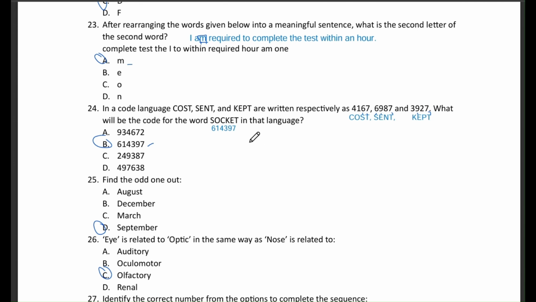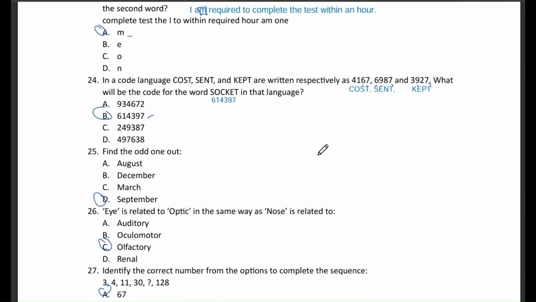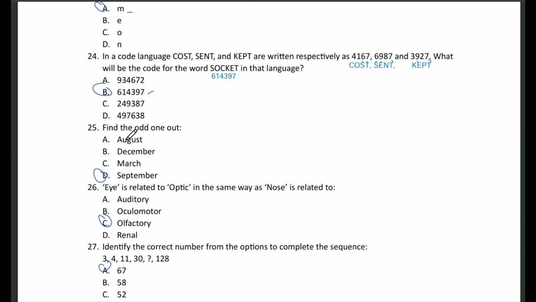614397. The coding pattern here assigns a unique number to each letter. So we need to find out what number each letter is assigned, and then translate the word socket using this coding pattern. S is 6, O is 1, C is 4, K is 3, E is 9, and T is 7. Therefore, socket becomes 614,397. Let's move on to question 25. This question asks us to find the odd one out.